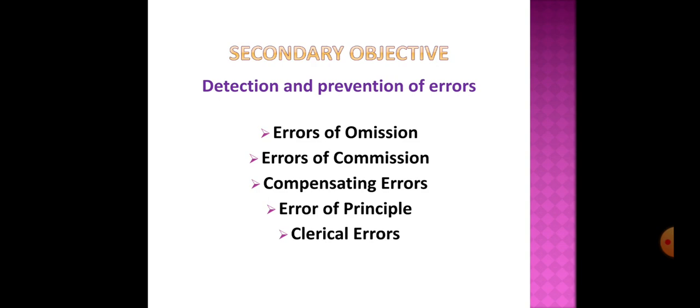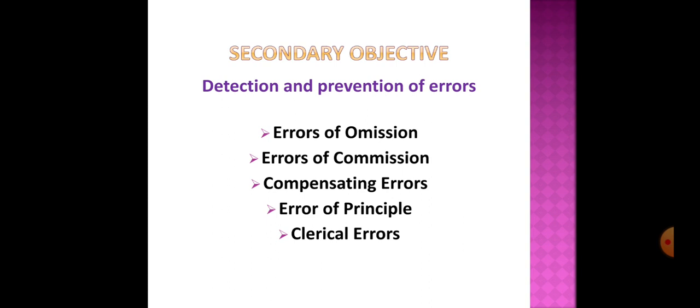Secondary objectives. It consists of detection and prevention of errors. The following objectives are incidental to the main objectives of auditing. Errors are mistakes committed unintentionally because of ignorance or carelessness.